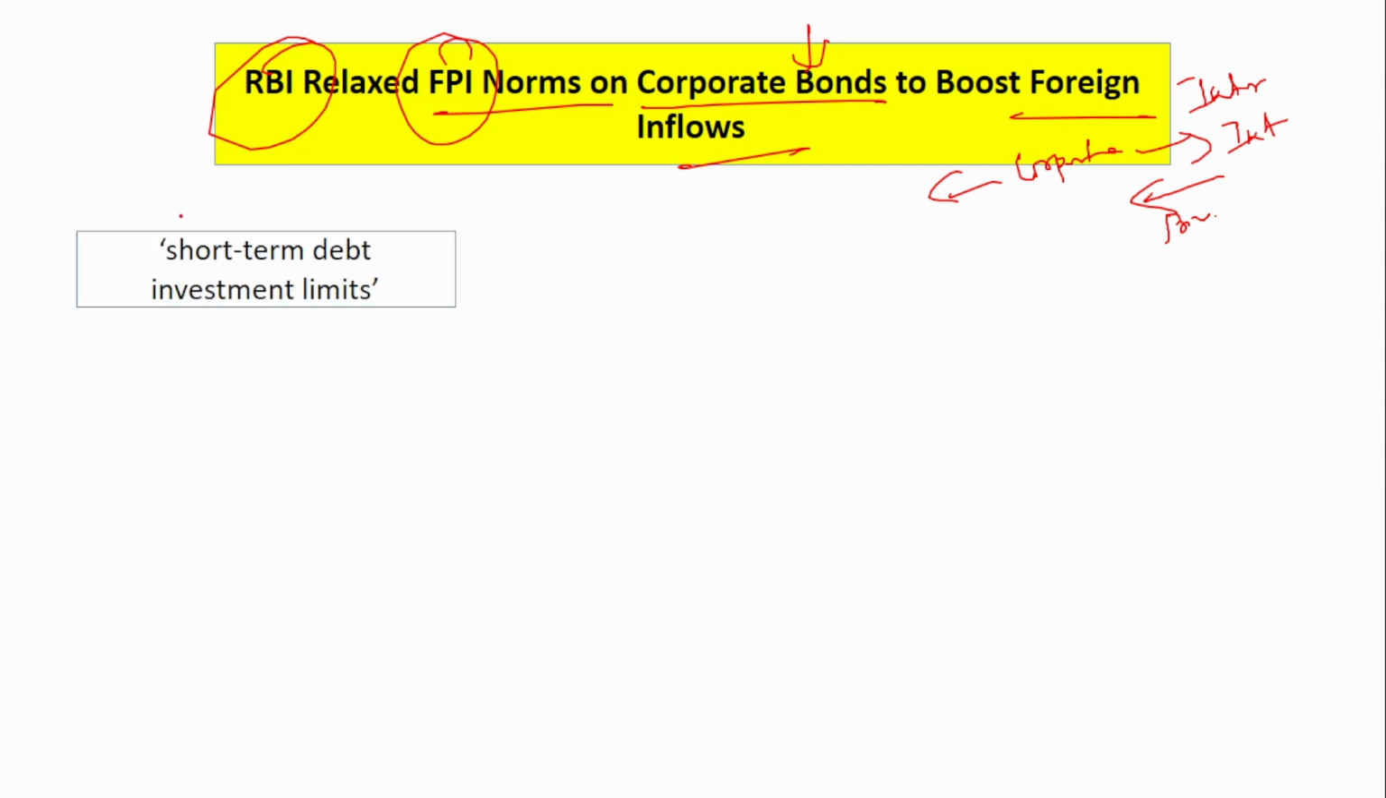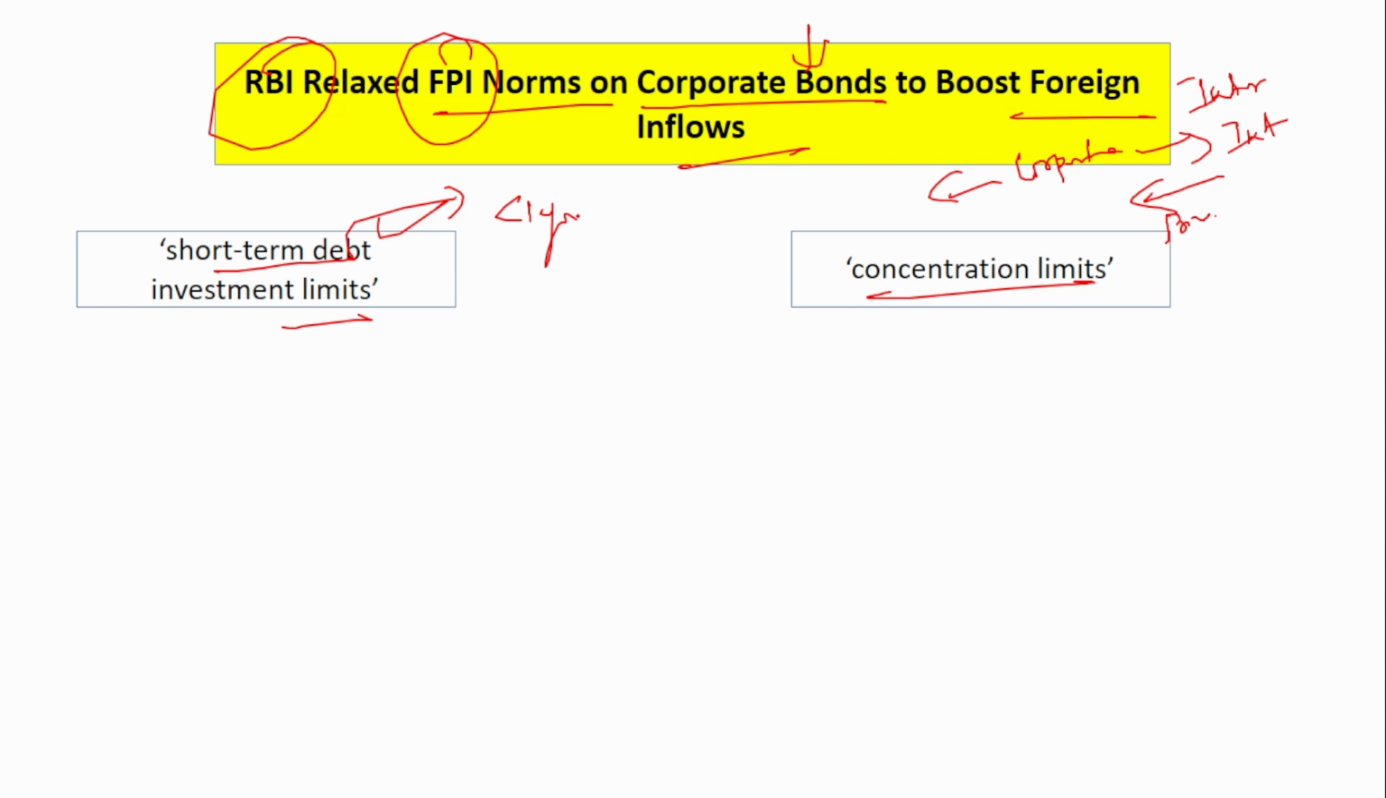So the short-term debt investment limit has been removed and also the concentration limit; both these limits have been removed. What are short-term debt investments? Generally, short-term debt investments are those which mature within 1 year. So there was a limit that if the corporate bond is maturing within 1 year, only up to a certain percentage can be invested. That limit was there, and now that limit has been removed.